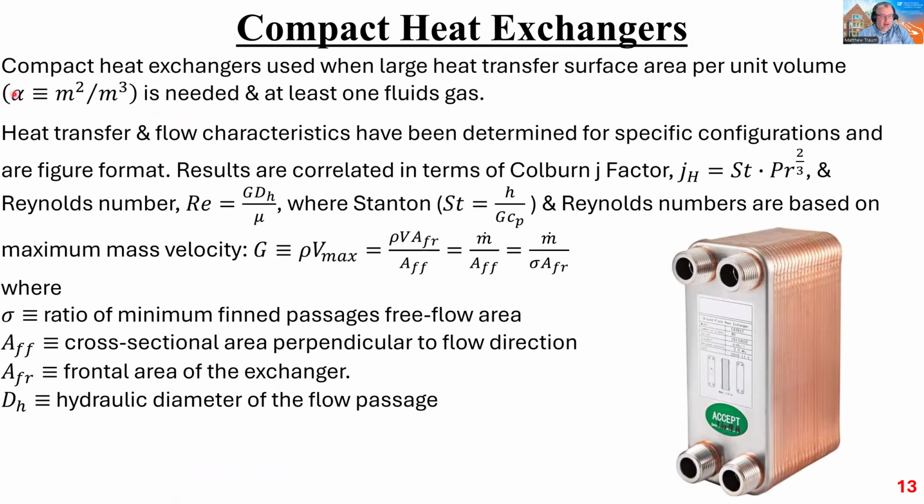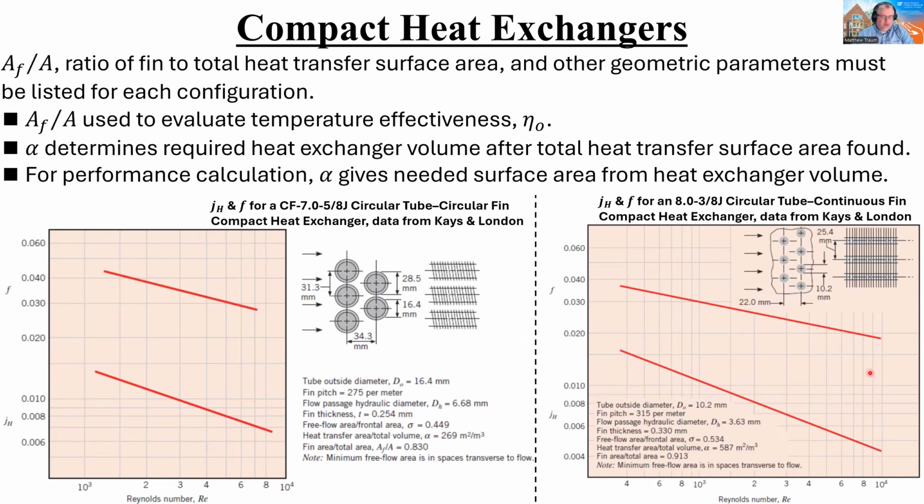So remember back here, this is alpha. You calculate using this Colburn J factor the M squared value. You know the A value because that's given by the manufacturer, and that gives you the M cubed value. So how much volume this thing takes up, which is typically an important consideration for compact heat exchangers. The reason they're compact is they have to fit into a small volume, right? So you want to know what that volume is.